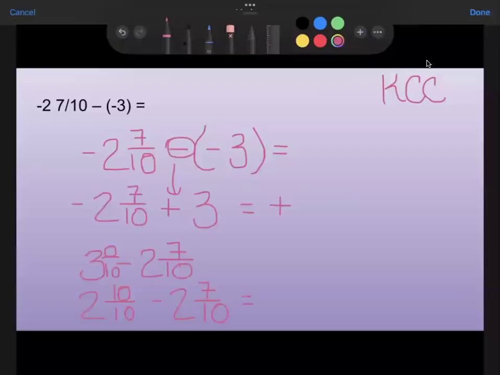So if I take 7 tenths away from 10 tenths, that leaves me with 3 tenths. And 2 minus 2 is 0. So your final answer here is just 3 tenths, and we already decided that it was positive. So your final answer here is just going to be 3 tenths.